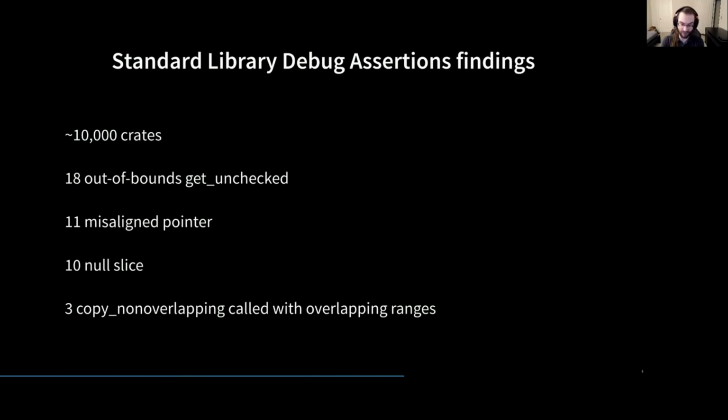The other one, this is classic time bomb UB, is copy non-overlapping called with overlapping ranges. It says it right in the name. I'm sure if people knew what they were doing, they'd be like, oh, that's so silly. I knew I'm not supposed to do that. But it's very easy to write this, and the naive code generation from a compiler that isn't specifically optimizing based on this will be to emit exactly what the programmer wanted.